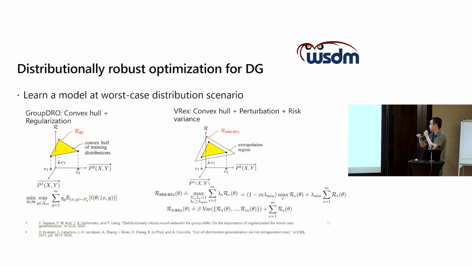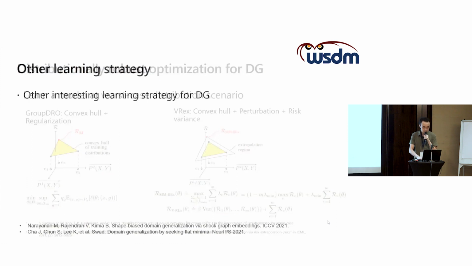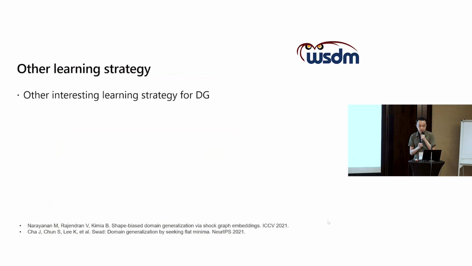So that's why extrapolation can be done by doing so. So here is the idea of distribution robust optimization. Okay, so of course we have some other interesting learning methods for domain generalization.